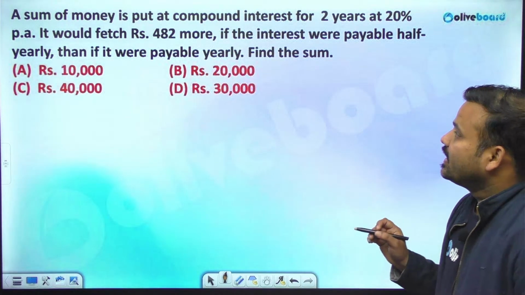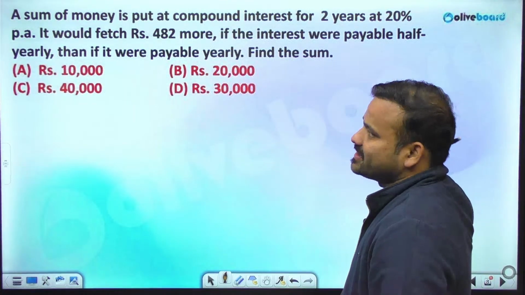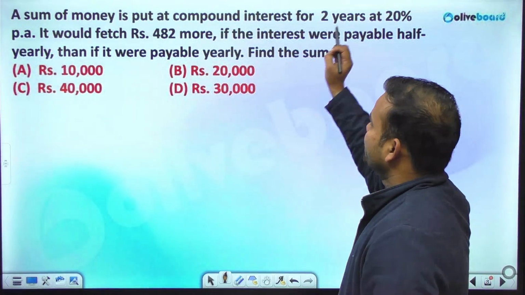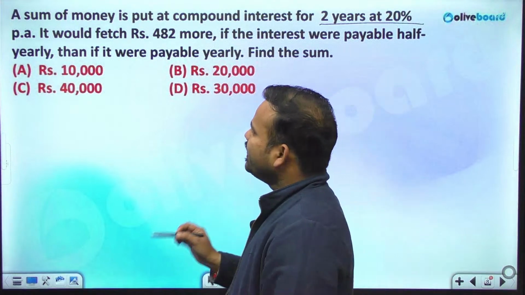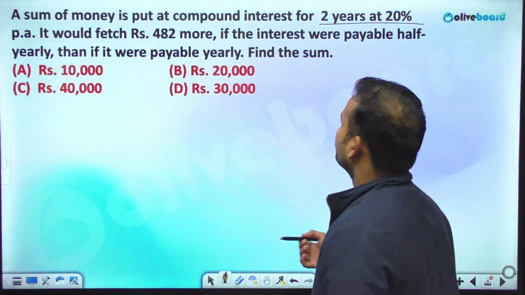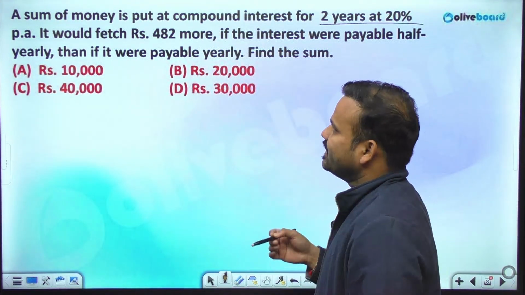Okay, a sum of money is put at compound interest. This is a previous year question. A sum of money is put at compound interest for 2 years at 20% rate per annum. It would fetch rupees 482 more if the interest were payable half yearly.